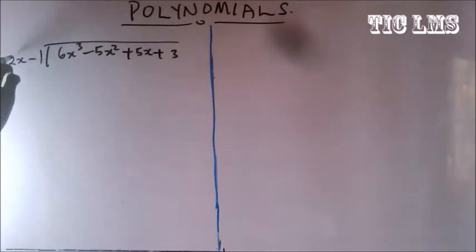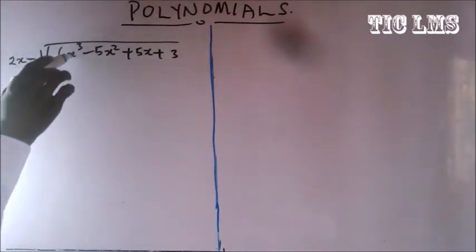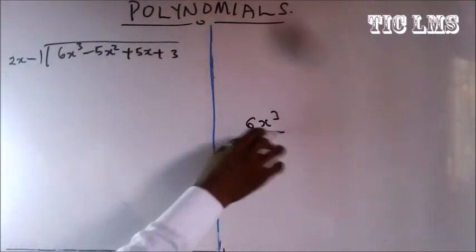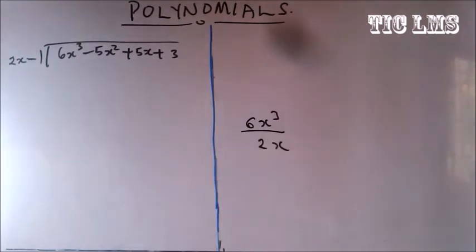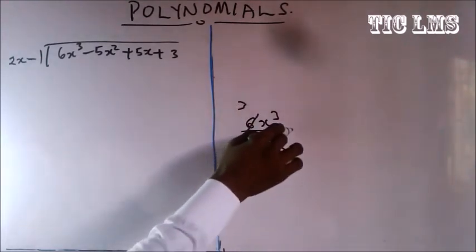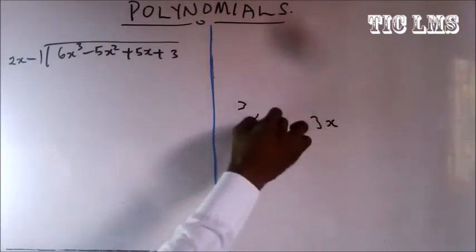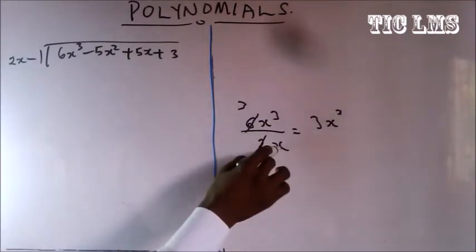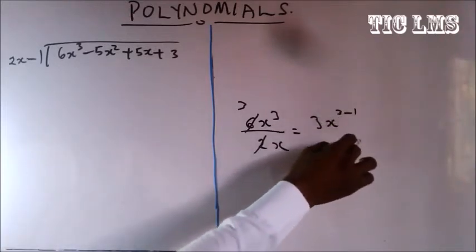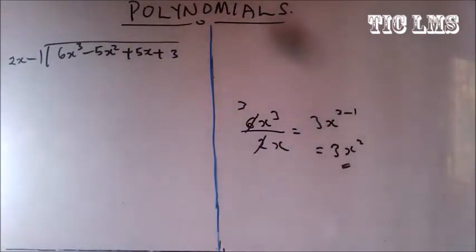We will say that 2x into 6x raised to power 3. That is like saying that 6x raised to power 3 divided by 2x. So 2 cancels 6, we have 3, and then that will be 3x raised to power 3. We have an x here, so the x comes up and becomes minus 1, so we're having 3x raised to power 2. In order to understand these polynomials, you need to watch our video on indices.